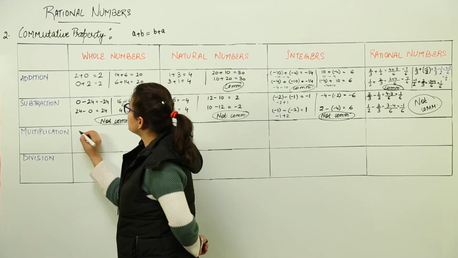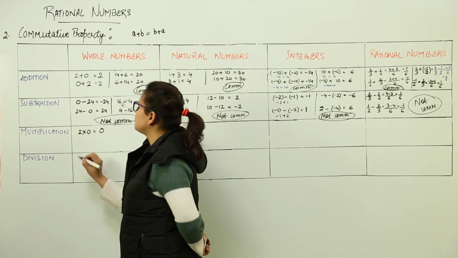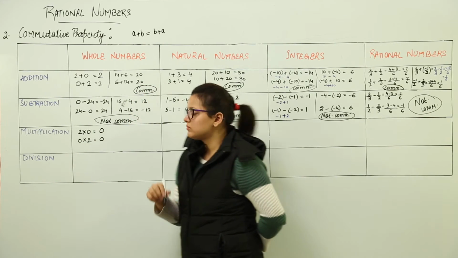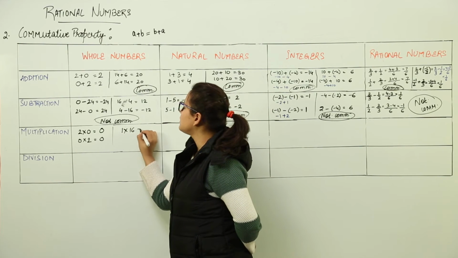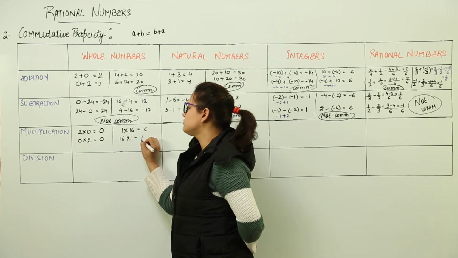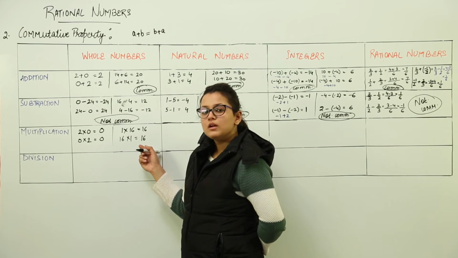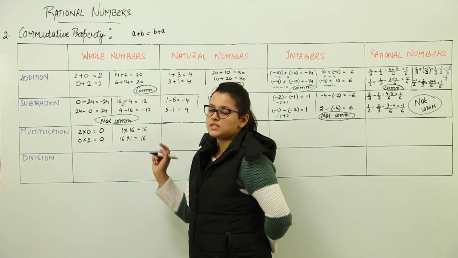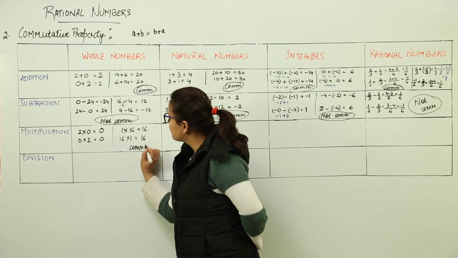Let us do multiplication of whole numbers. 2 into 0 gives you 0. 0 into 2 gives you 0. Understood? Next, 1 into 16 gives you 16. 16 into 1 gives you 16 only. That means here the answers are remaining same irrespective of which number you are multiplying first with the second one, right? So here the property is commutative.